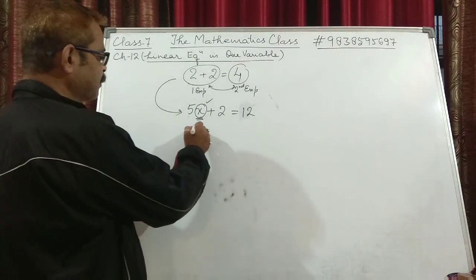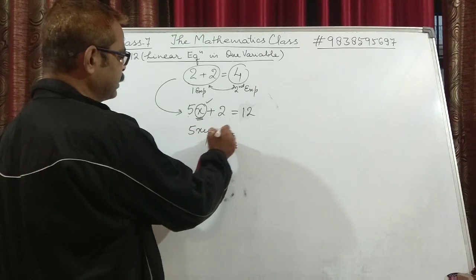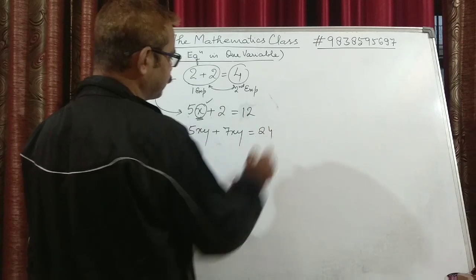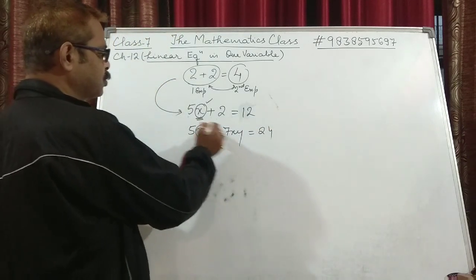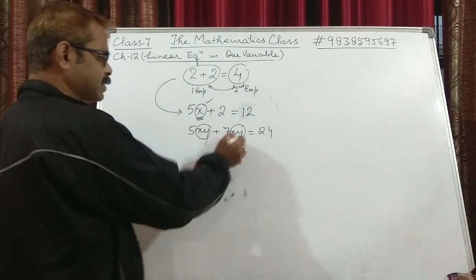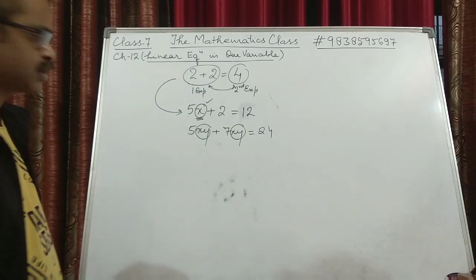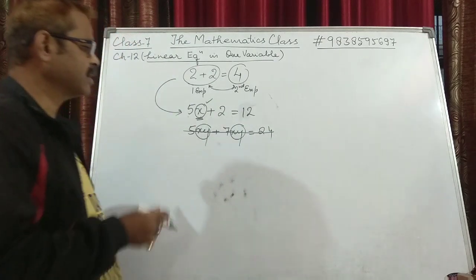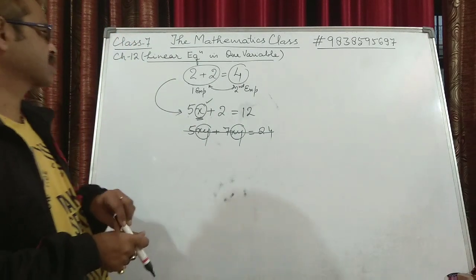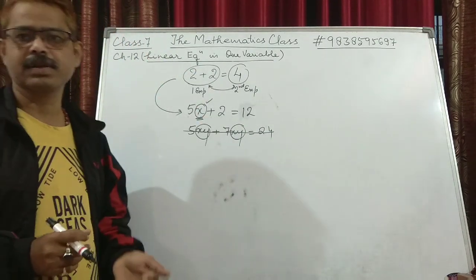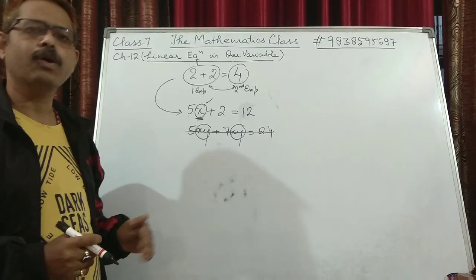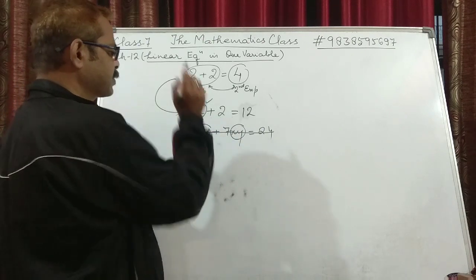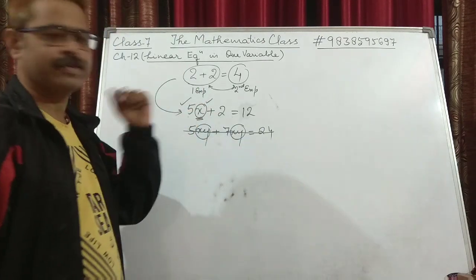Suppose it would have been 5xy plus 7xy is equal to 24. So this is having two different variables. One is x, one is y. So we are not concerned with this, and we are not going to discuss anything in this. But I just wanted to make you understand that linear equations can have one or more variables. So first, we will be discussing linear equation in one variable. This is a linear equation in one variable.